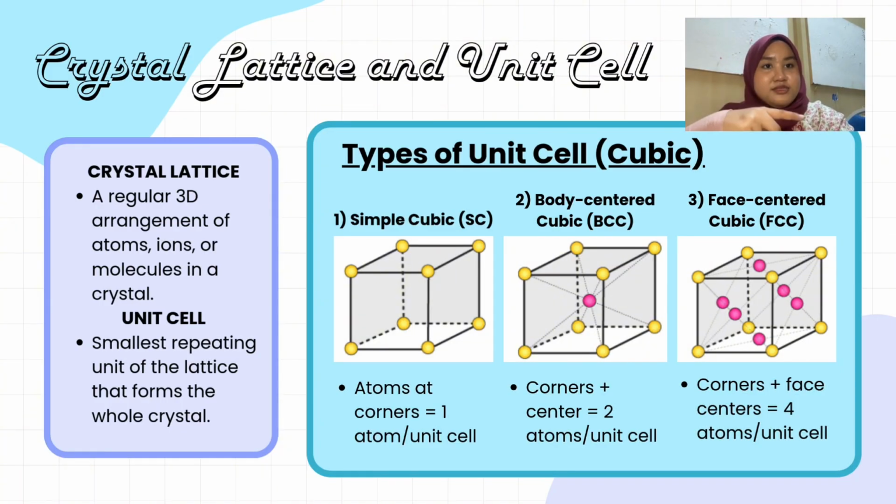To pack atoms more efficiently, we get the body-centered cubic structure. Here we have the corner atoms plus one atom right in the center of the cube. This gives us 2 atoms per unit cell. Metals like iron, tungsten, and chromium use this strong, dense arrangement.